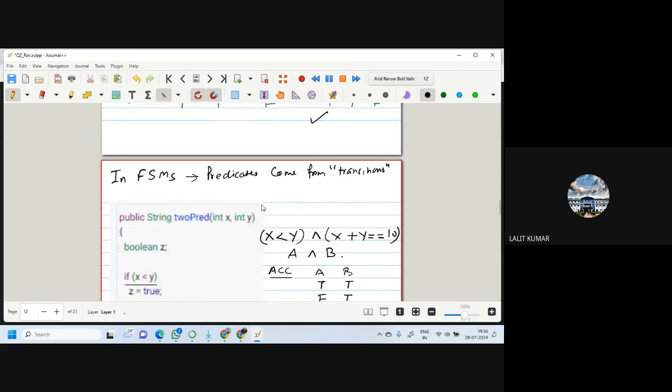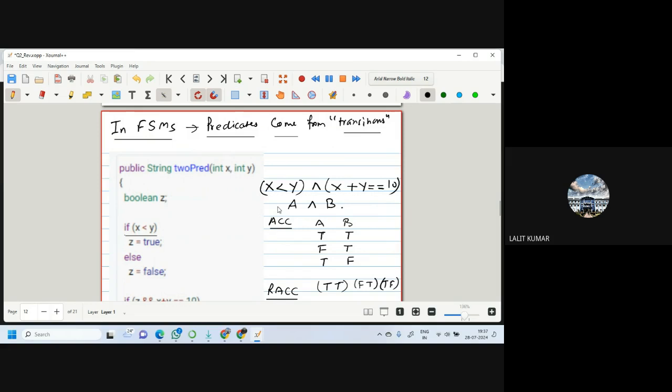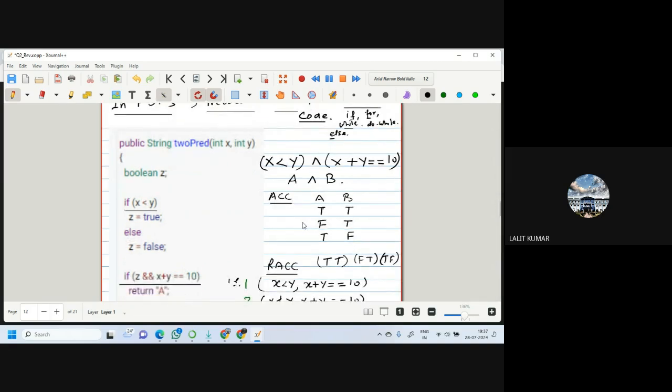Now, some concepts from week 6: in finite state machines, the predicates come from transitions. And when we see the code, we get the predicates from if, for, while, do-while, all of this. We don't get them from else. Now coming to what you asked, how to apply this on a code.